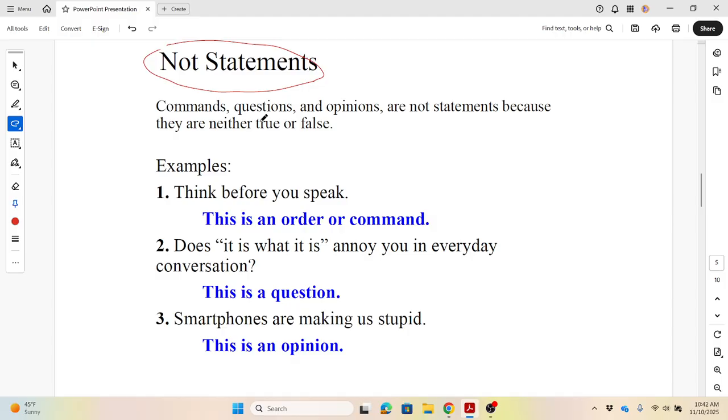So, what is not a statement? Commands, questions, and opinions are not statements because they are neither true nor false. Some examples: think before you speak. This is an order or command. Does "it is what it is" annoy you in everyday conversation? That's a question. Smartphones are making us stupid. That's an opinion. These are not statements.